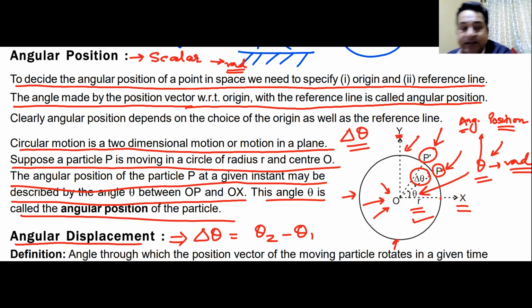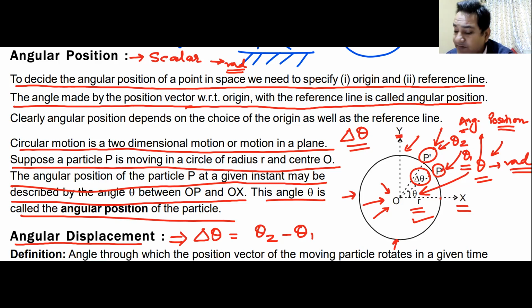Theta 2 is the final angular position, which is the angular position of point P dash. Theta 1 is the angular position of point P. Theta 2 minus theta 1 becomes your change in angular position, which is known as angular displacement. Is it clear to everyone?